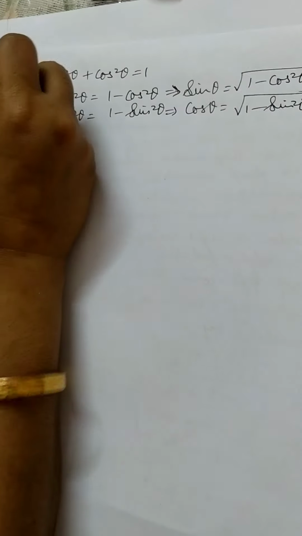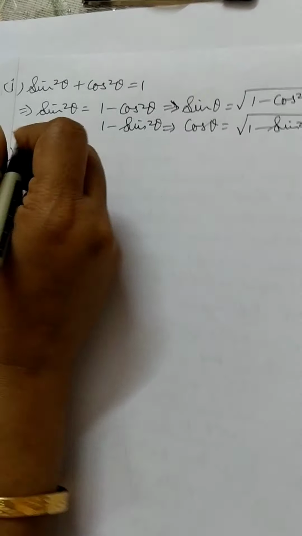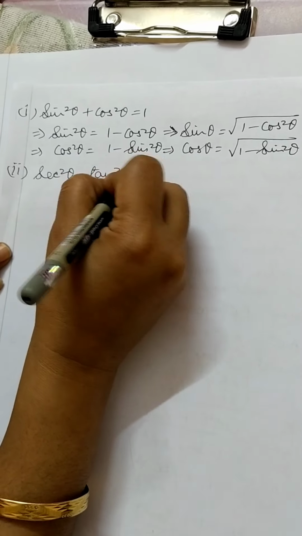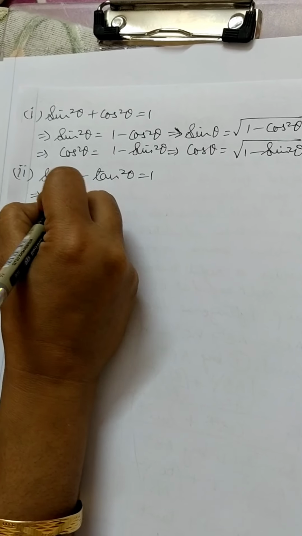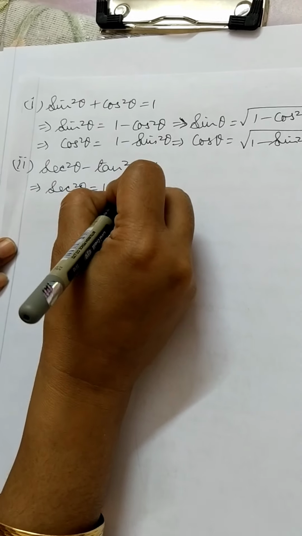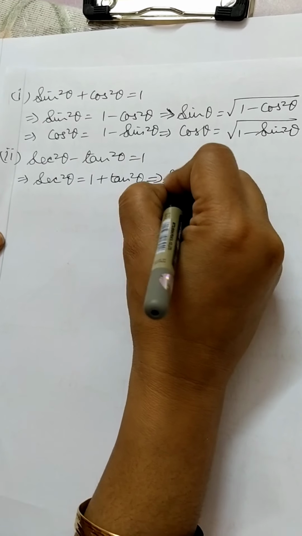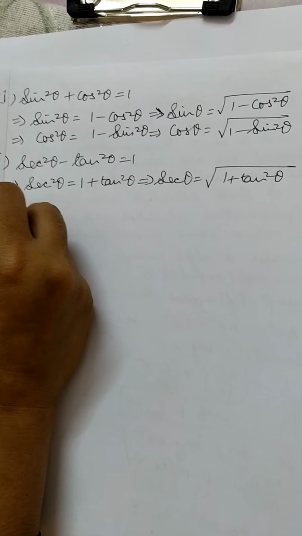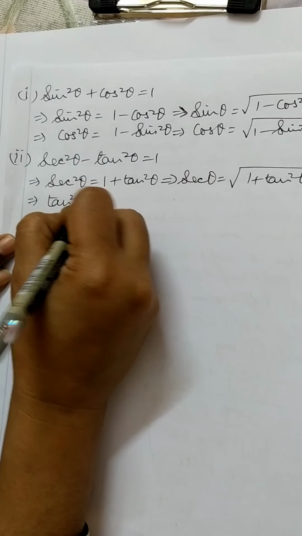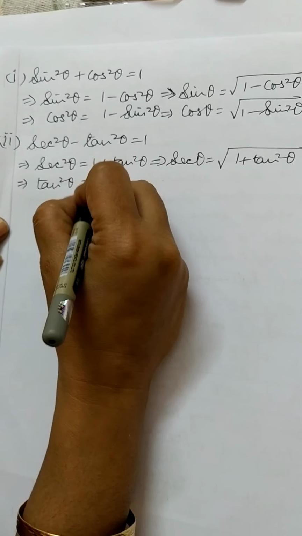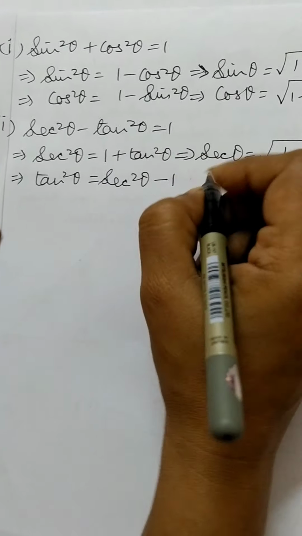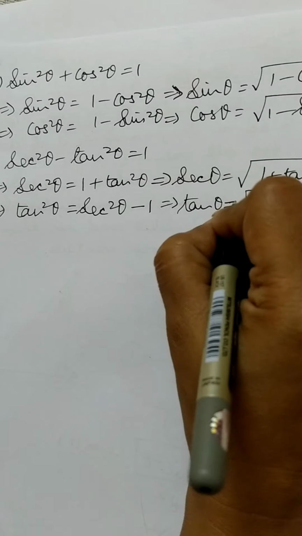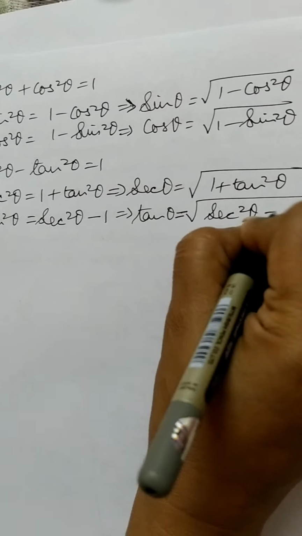Second identity. Second was sec square theta minus tan square theta is 1, or you can write it as sec square theta is 1 plus tan square theta, or we can write that sec theta is under root 1 plus tan square theta. Also, if you want to obtain tan square theta in terms of sec square theta, you can write tan square theta is sec square theta minus 1, or you can write that tan theta is under root sec square theta minus 1.